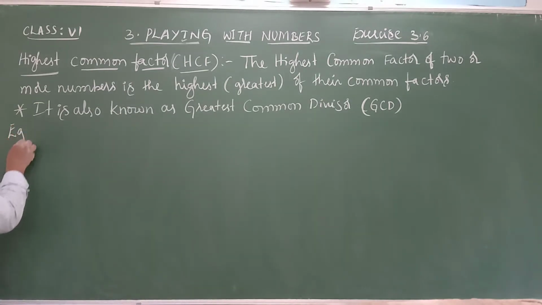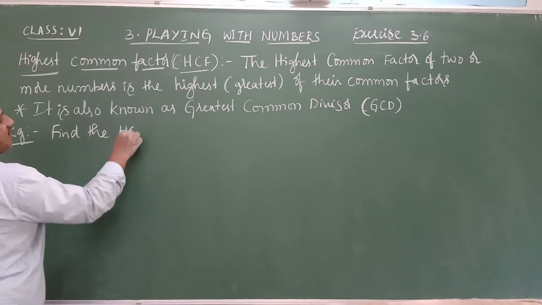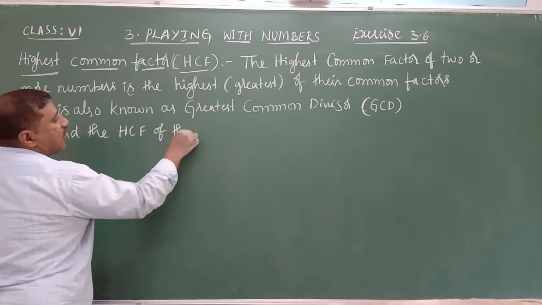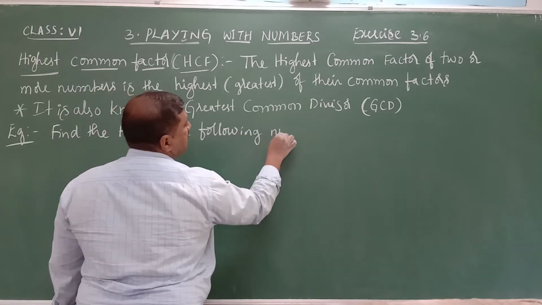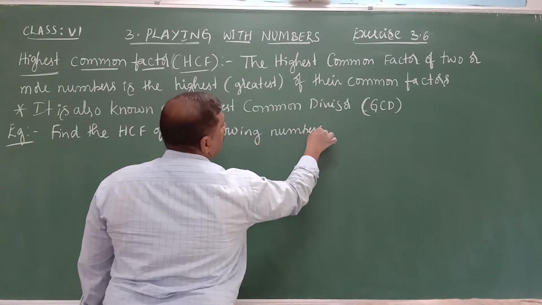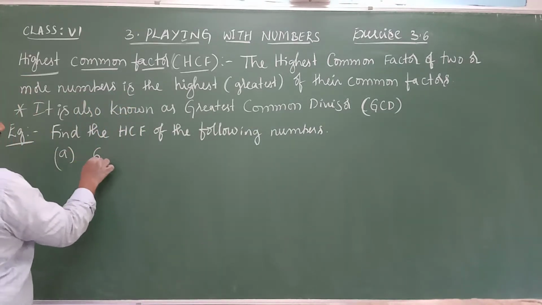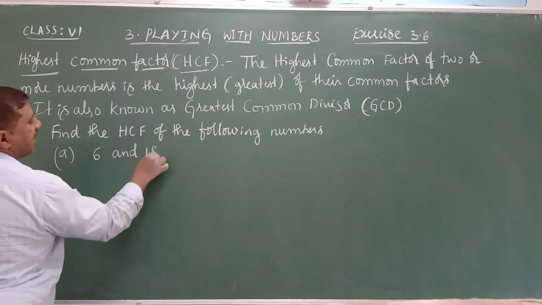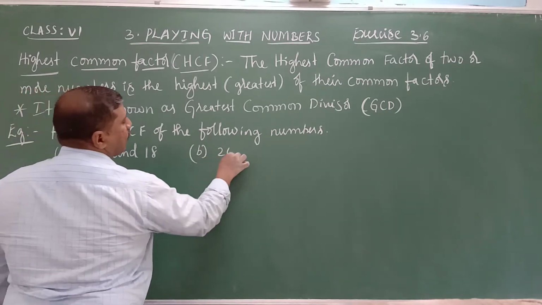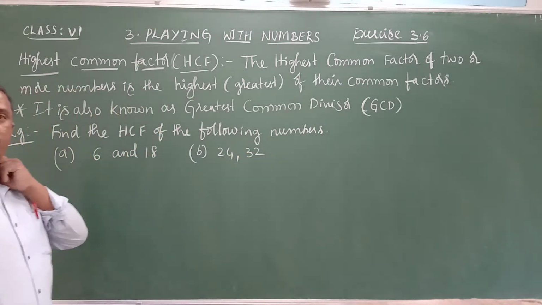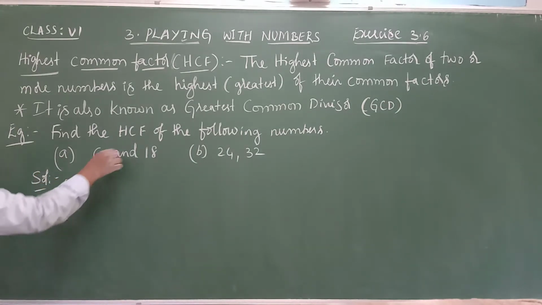So, an example we will discuss. Find the HCF of the following numbers. See here, we will take 6 and 18. Then in part B we will take 24 and 32. See, the first part, part A, we have 6 and 18.